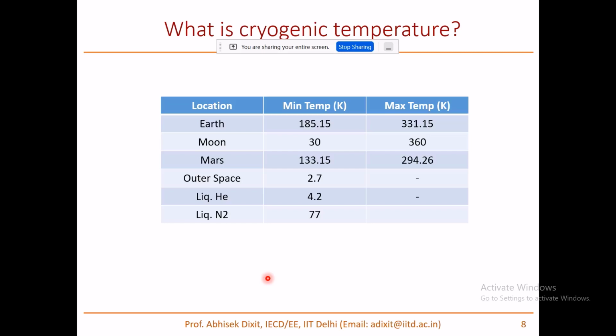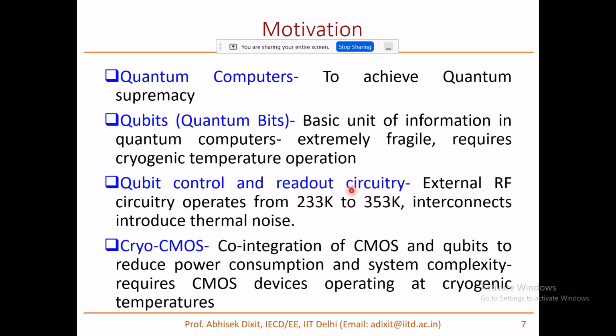Let's talk a little bit about basics. What is cryogenic temperature? I have just captured some things from the internet. You can see the minimum and maximum temperature recorded at the surface of Earth, the Moon, Mars, outer space, and for reference I have given the liquid helium and liquid nitrogen temperatures. You can see outer space is normally where the coldest temperatures are encountered. Certain poles of the Moon also have very low temperatures. Currently the game is about liquid helium temperature, 4.2 Kelvin, which is where this kind of readout circuitry operates.